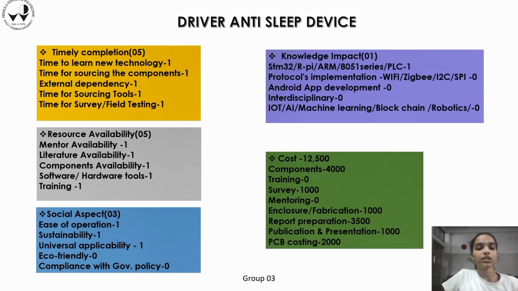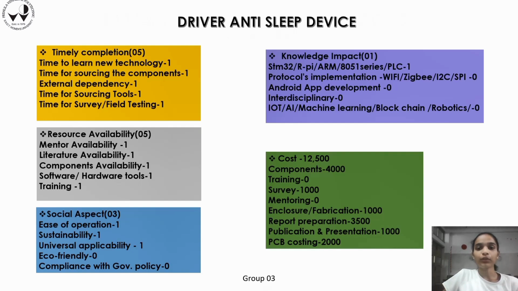Next parameter is resource availability. In resource availability, these are their sub parameters. Mentor availability. If the mentor is available, we have to give it 1. Otherwise, if it is not available, we have to give it 0. Such as all the other 4 sub parameters.